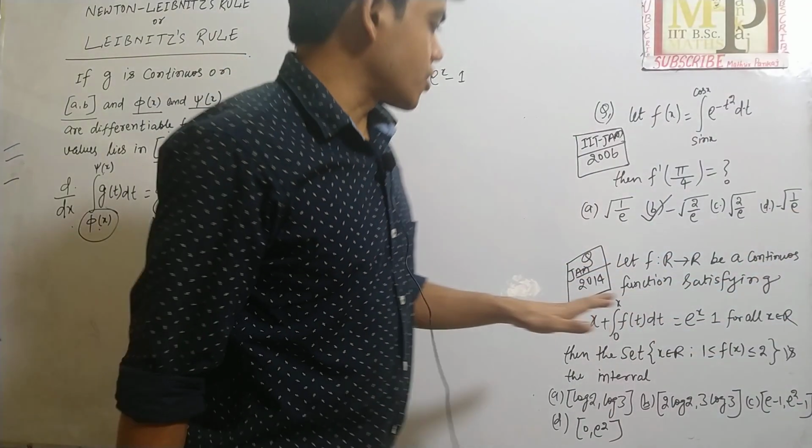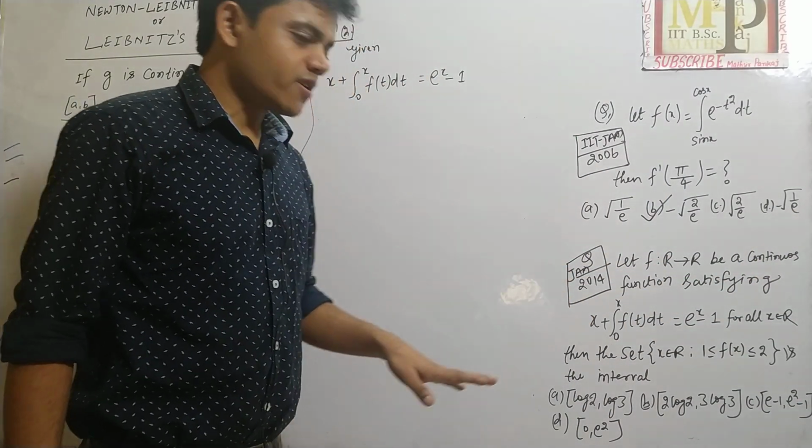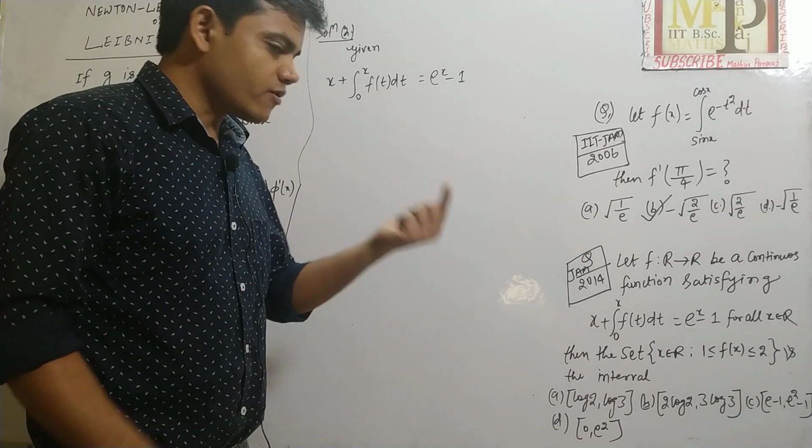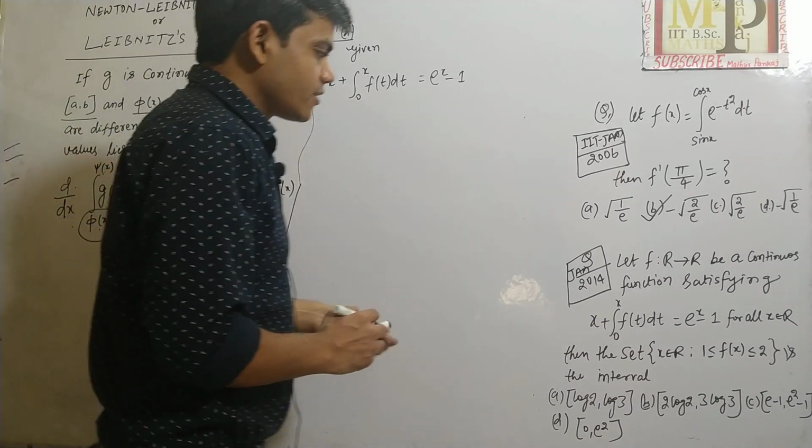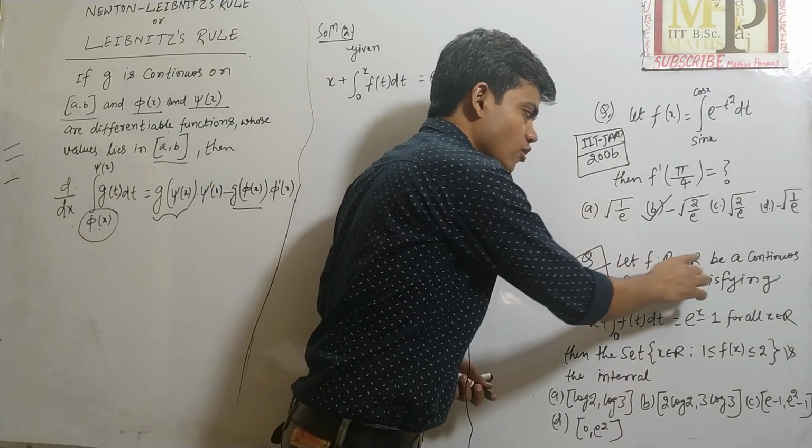The second question is from IIT JAM 2014 and it was a question of just 1 mark. And why? You can see the given thing was what? A function f from R to R.